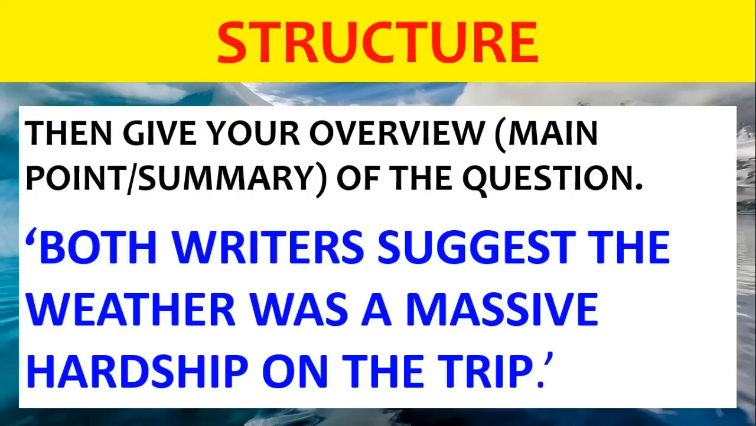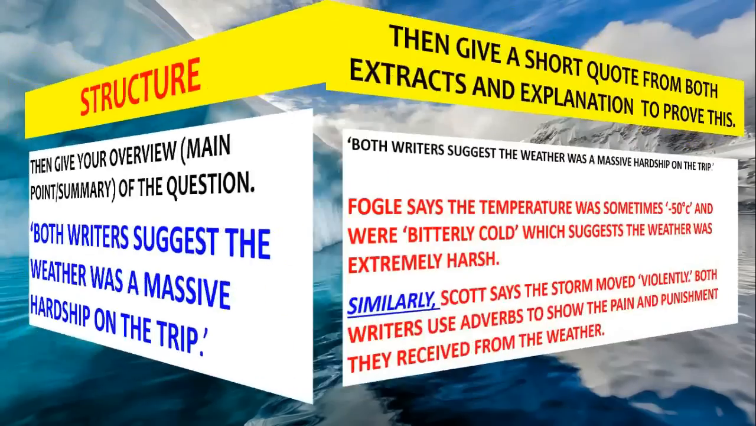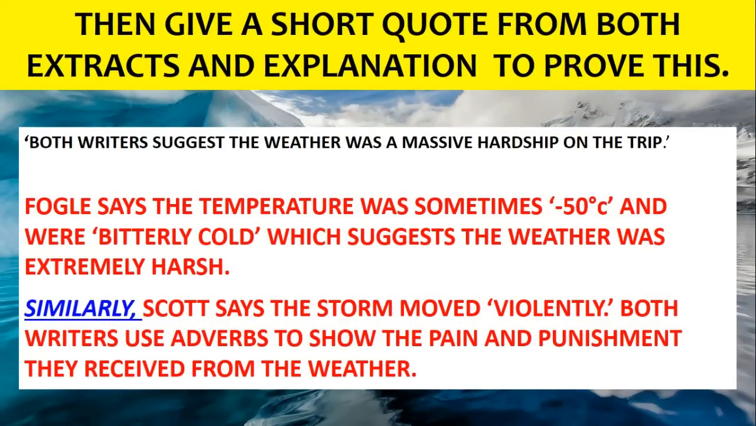Now all I'm going to say is what tells me that from extract 1 and what tells me that from extract 2. Fogle says the temperature was sometimes -50 and bitterly cold, which suggests the weather is extremely harsh. It isn't an easy search and find question, so I've not just put "bitterly cold", I'm putting what that quote suggests. Bitterly suggests the weather was extremely harsh. It's not just cold, it's bitterly cold. If I wanted to, I could add that it's an adverb that's been used.